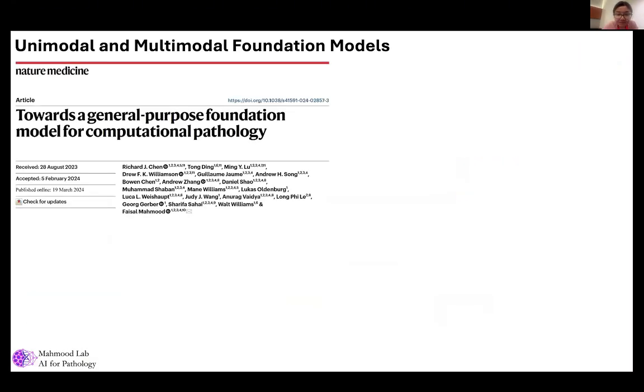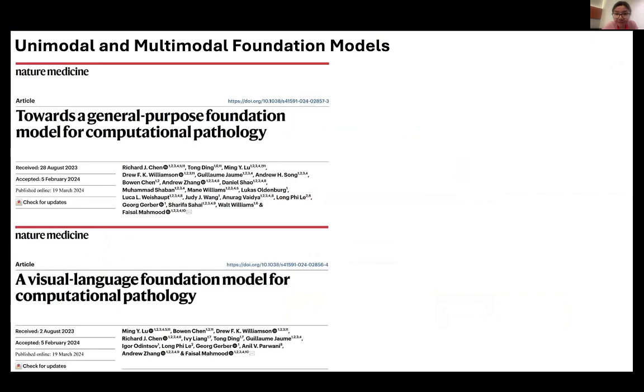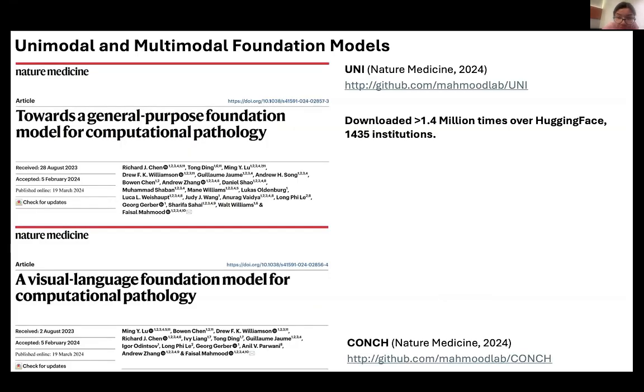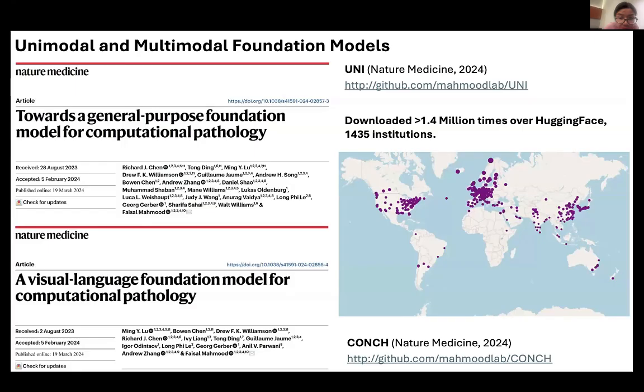So we developed a few foundation models last year that I spoke of. I gave the talk here last year. One of them, called UNI, is based on the DINOv2 framework, and we used large amounts of data from our hospital to train the model. The other one was a vision language model that was based on a CoCa framework. Both these models were made publicly available and have been extensively used. They've been downloaded over 1.4 million times over Hugging Face.